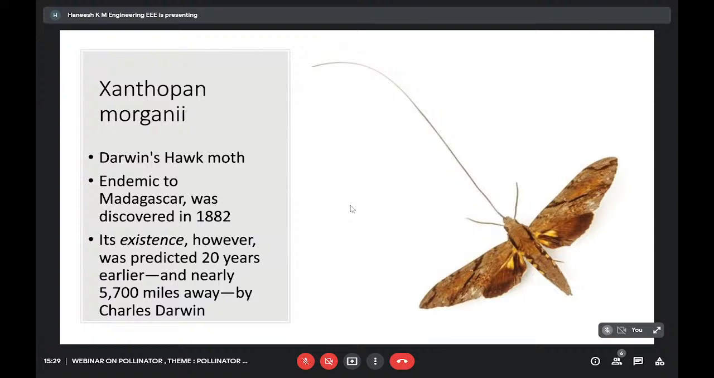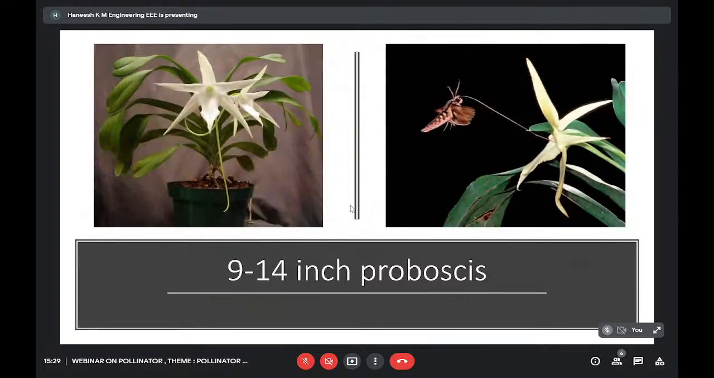Charles Darwin predicted the existence of such an insect because there was a certain flower, known as the Star of Bethlehem. It is a certain orchid. In Darwin's laboratory, some of his assistants brought a certain flower from Madagascar. While examining this flower, he found that the pollen tube of this flower is around 1 foot long. 1 foot means around 12 inches.